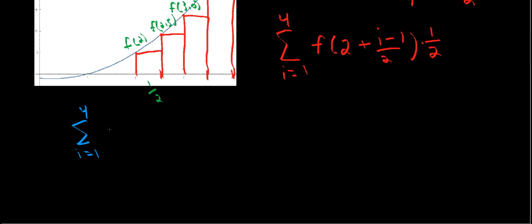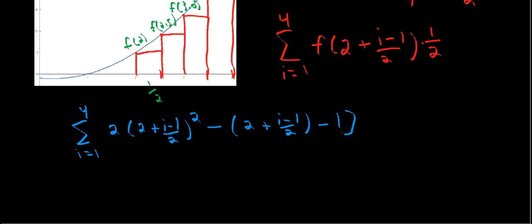2, 2 plus I minus 1 over 2, squared, minus 2 plus I minus 1 over 2 minus 1, and all this in parentheses, times 1/2. Really, this is the same thing as saying this, but now we've actually plugged this in for all of our x values.